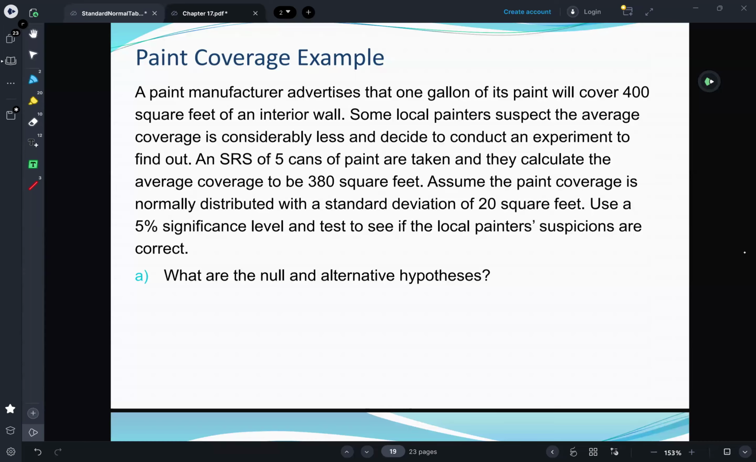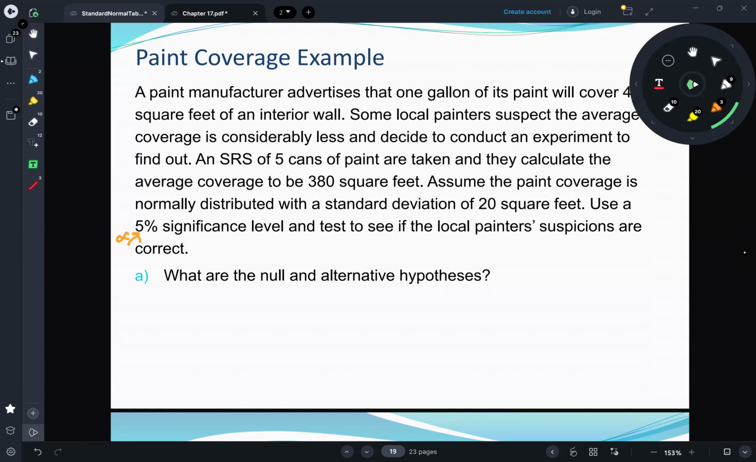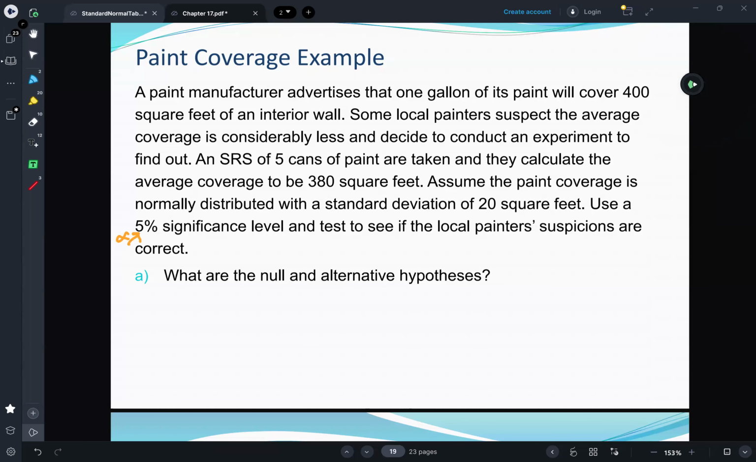Assume the paint coverage is normally distributed with the standard deviation. Let's say the standard deviation is roughly 20 square feet. And we'll use a 5% level of significance. That's our alpha right there, 5%. And we'll test to see if the local painter suspicions are correct. So let's see, what do we have? What is our null and alternative hypothesis? What are we testing?